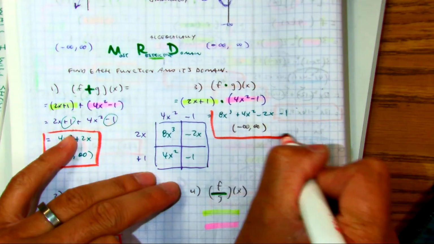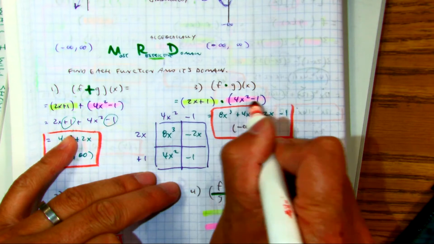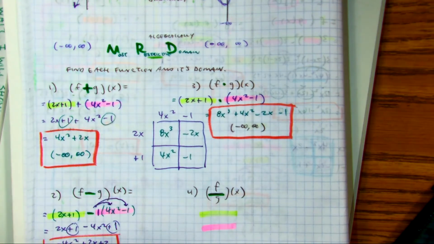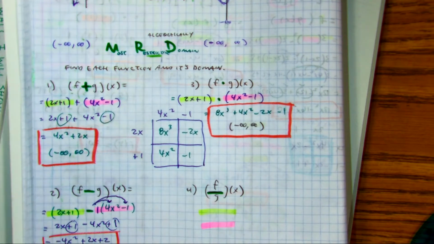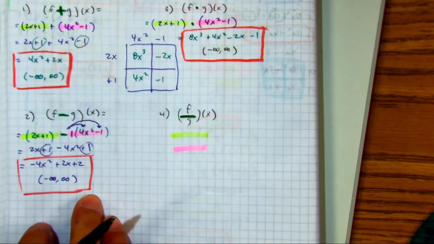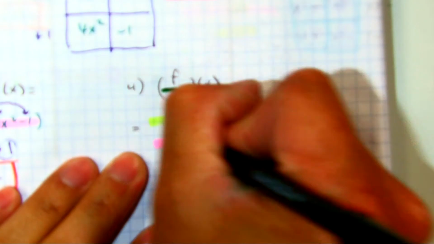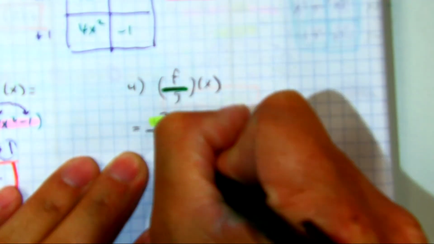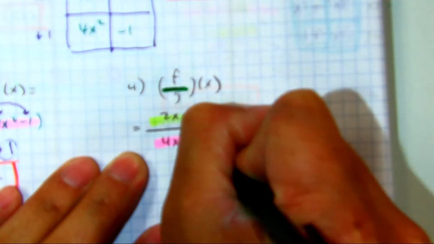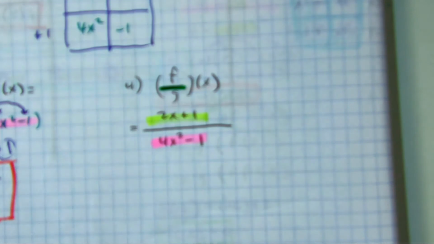Pay attention. Pay attention now. Number 4. What math operation? Oh, your best friend came back. Rational function. 2x plus 1 over 4x squared minus 1.